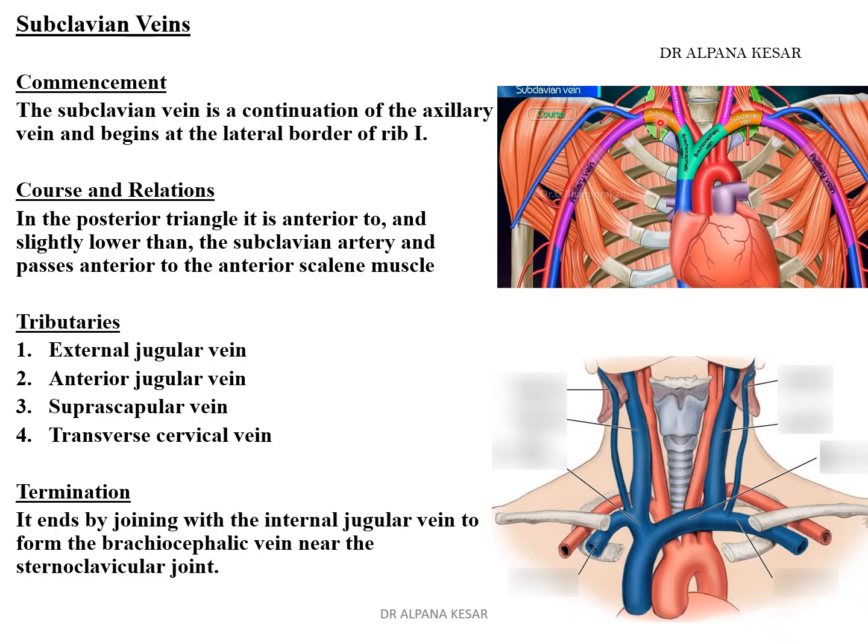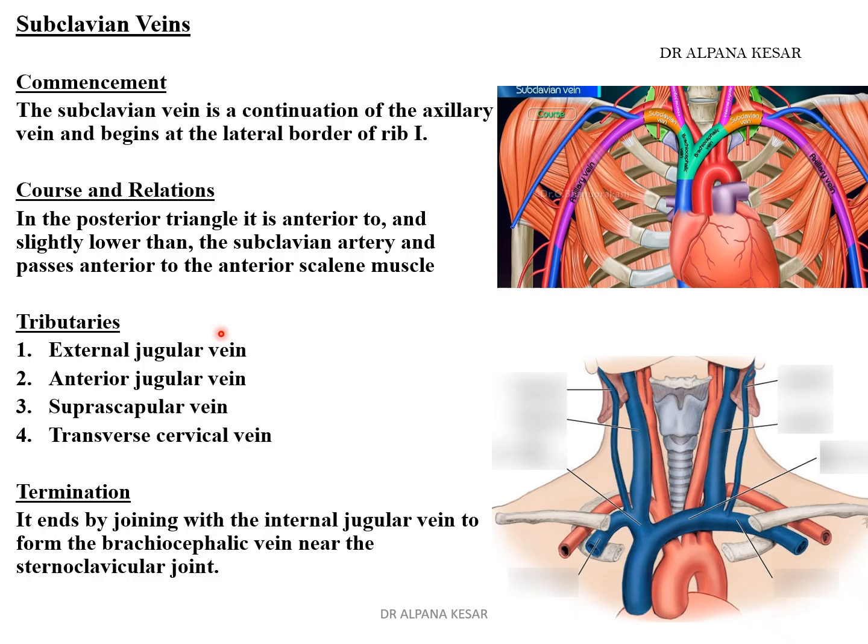The course and relations of the subclavian vein. In the posterior triangle, the subclavian vein is present anterior and slightly inferior to the subclavian artery. This is the subclavian artery, and the subclavian vein is anterior and inferior to it. The subclavian vein is also present anterior to the anterior scalene muscle, while the subclavian artery is posterior to it.